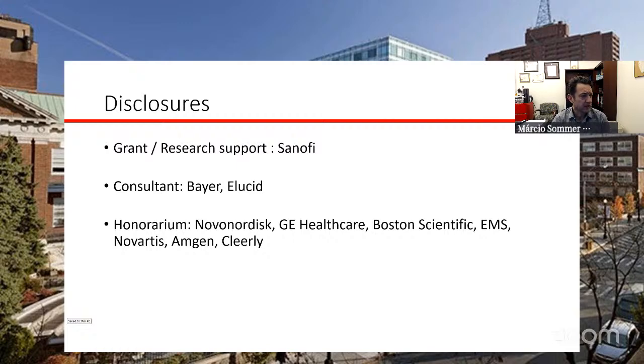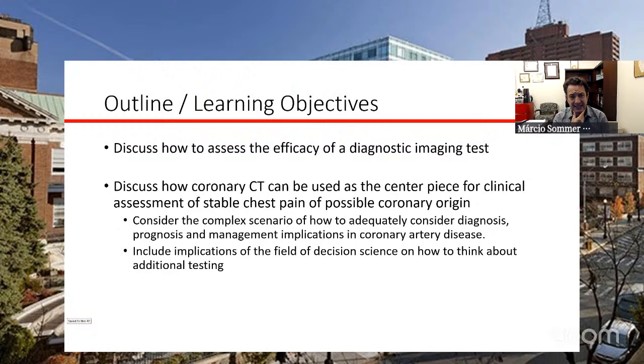So what I plan to discuss, and again, I want to be very broad. One of the broad things I want to discuss is how do we assess if a diagnostic imaging test is good? How do I assess the efficacy of a test in a structured, comprehensive way? And then I want to come from that framework and show how much CT has done to prove its efficacy, to construct a framework of how coronary CT can be used as the centerpiece of the clinical assessment of stable chest pain, of possible coronary artery disease.